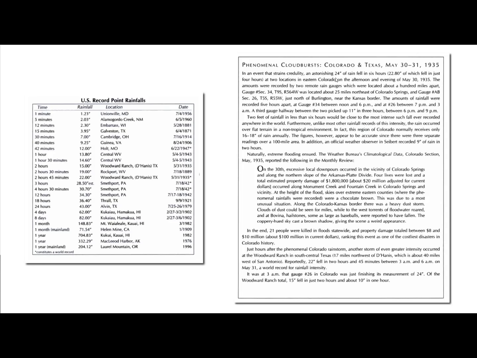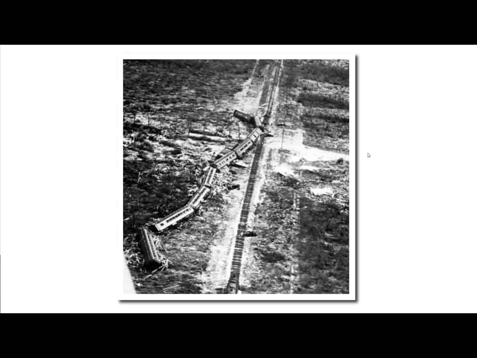And a few hours prior to that record rainfall, Colorado also had some unbelievable rainfalls. 24 inches of rain in less than 6 hours. This is in a state which only averages 15 inches of rain per year. And that wasn't all the extreme weather of 1935.